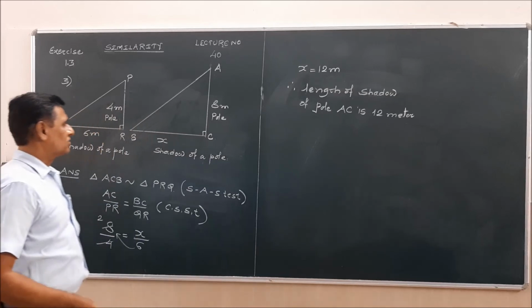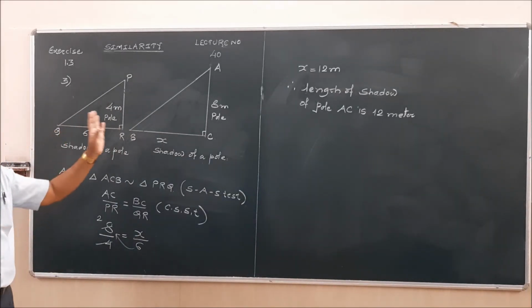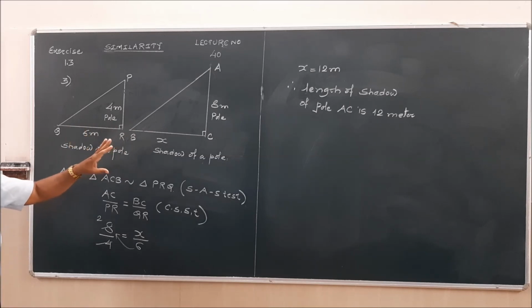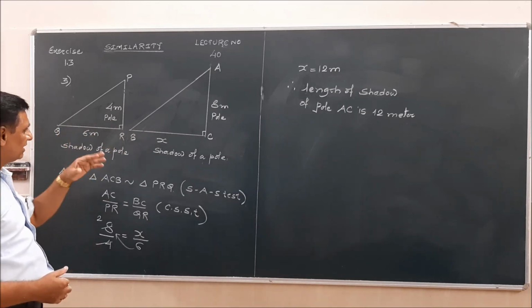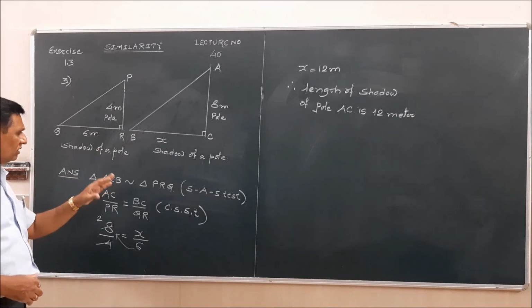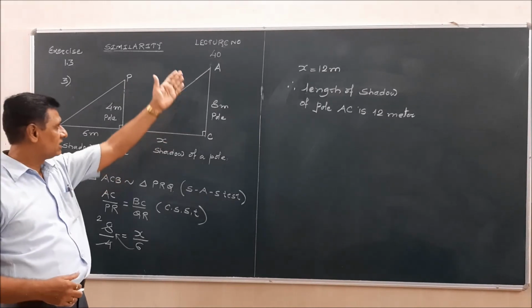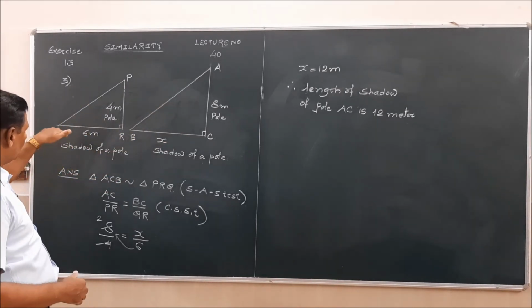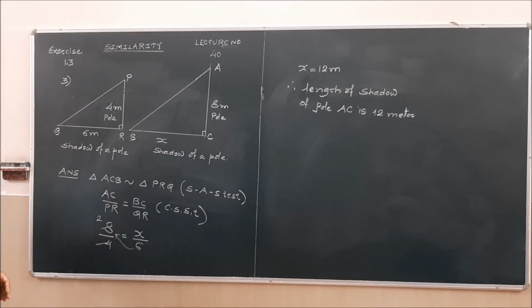So this is how, dear students, you will find that these two triangles are similar by some test; we proved them similar by the SAS test. No need of proving them, of course, because you will find the 90 degrees at this pole, this shadow, this pole, this shadow. Then AC upon PR is equal to BC upon QR, giving the value of X, the length of the shadow of pole AC, which is 12.